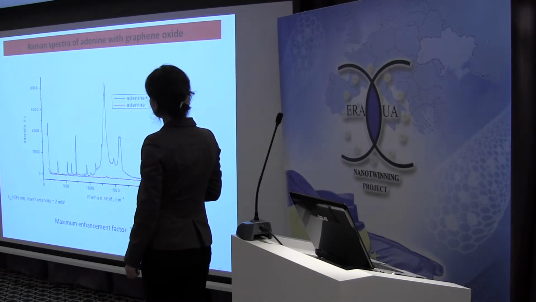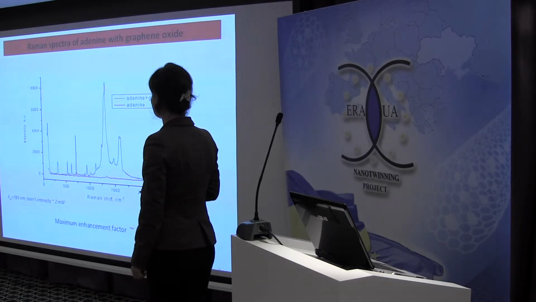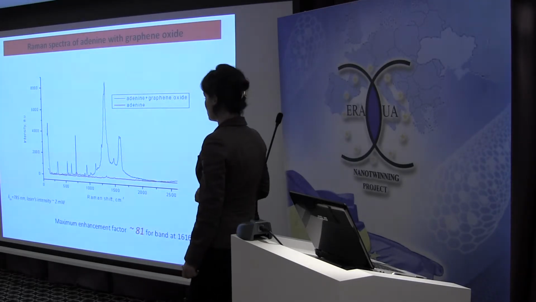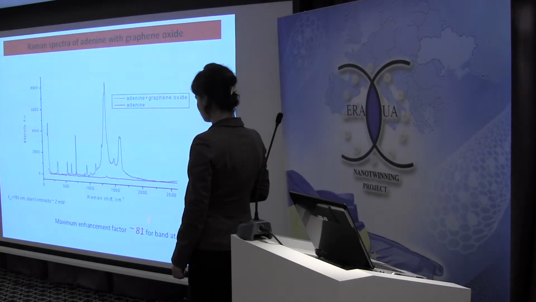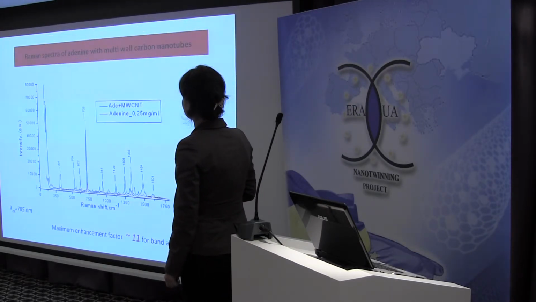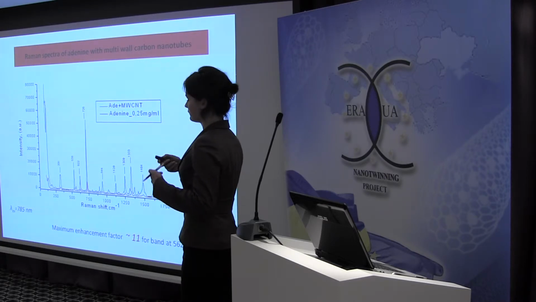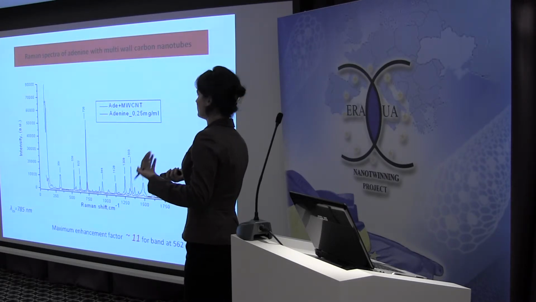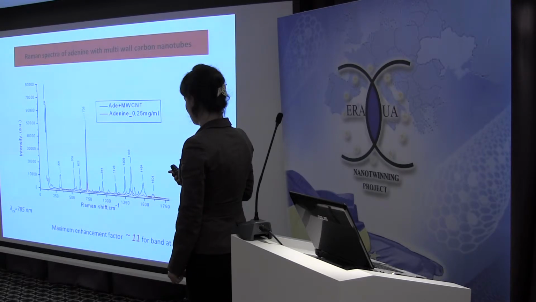There is another spectrum of adenine as well, but it was observed not on graphene but on graphene oxide. And here we got an enhancement factor bigger than the previous one. It was 81 for the band at 1660 cm⁻¹. We wanted to compare, because we work with different types of carbon materials, and we compared our result with multilayer carbon molecules, and we got an enhancement factor of about 11.